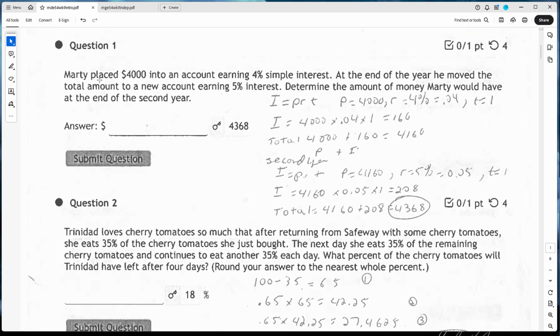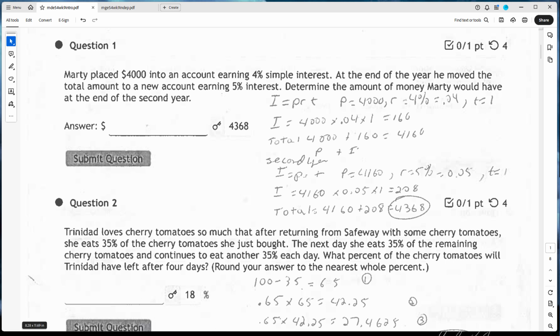Marty placed $4,000 into an account, earning 4% simple interest. At the end of the year, he moved the total amount to a new account, earning 5% interest. Determine the amount of money Marty would have at the end of the second year.